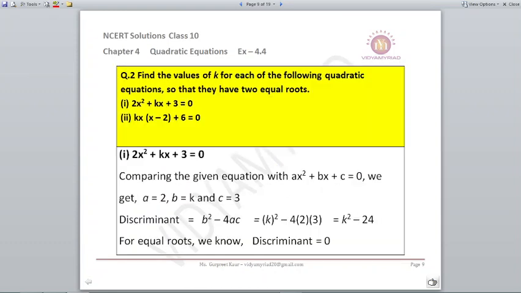Question number 2. Find the values of k for each of the following quadratic equations so that they have two equal roots. Now the equation given is 2x square plus kx plus 3 equal to 0, where a is 2, b is k and c is 3.